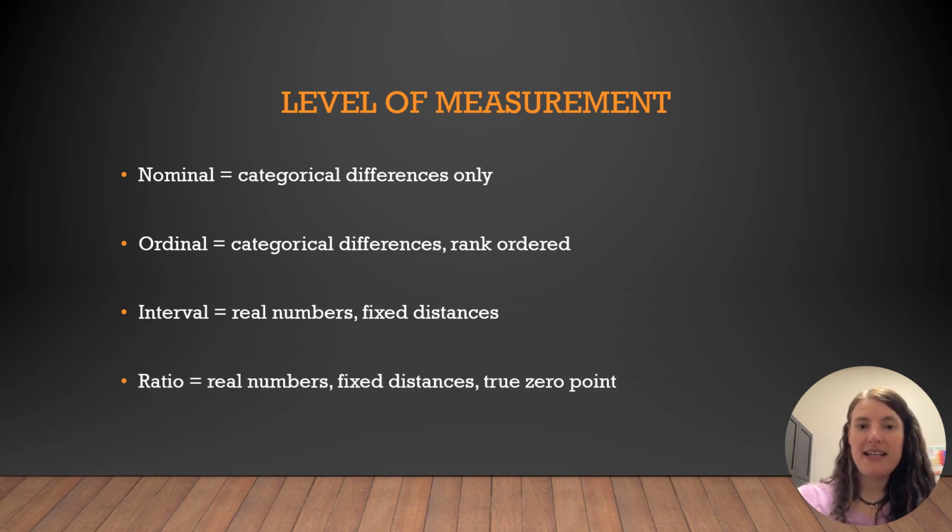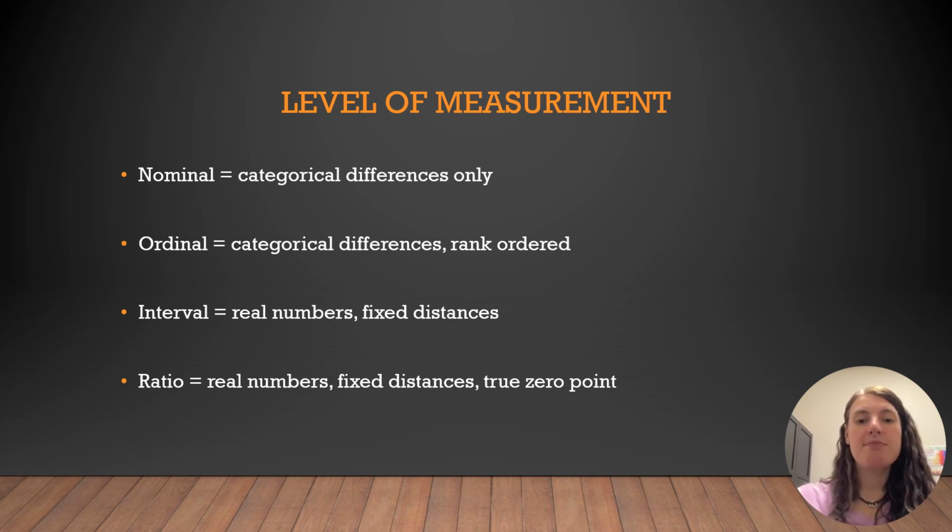Ratio level data is the same, real numbers with fixed distances between them, but ratio data also has a true 0 point. The best trick to figure out whether something is interval or ratio is to determine, can it go negative and make sense? If it can go negative and make sense, it's an interval measurement. If going negative doesn't make sense, like with your age, then it's a ratio level measurement.